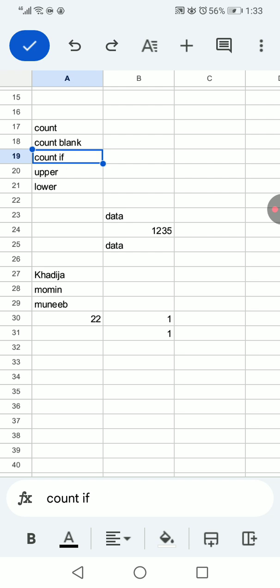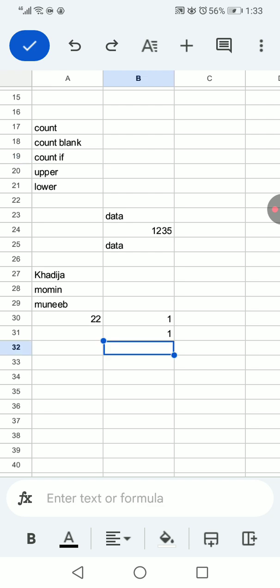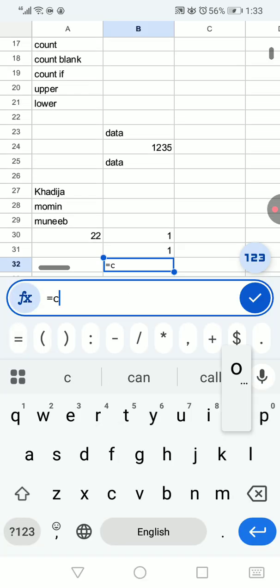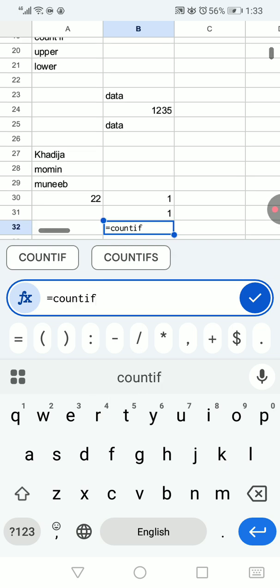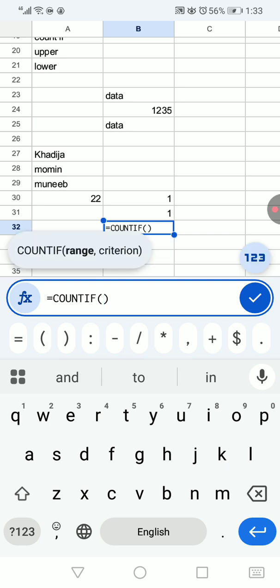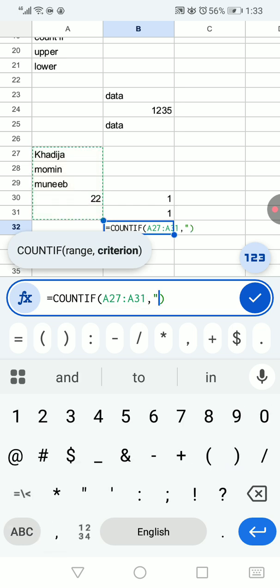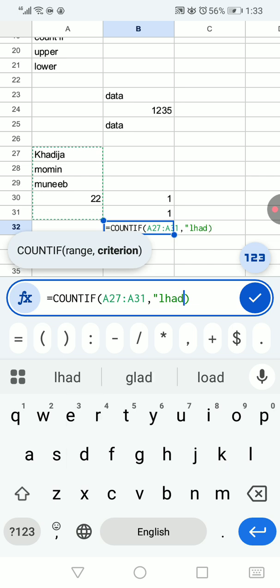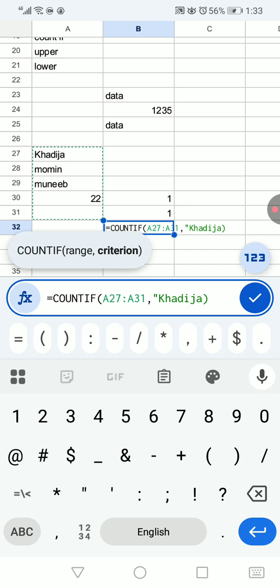Okay, next we will see count if. Here we will put equal to count if we want to count specific words. So here, count if, we will draw the range and then we will put our criteria. We want to know how many cells contain Khatija, and here you put. So for the time being, manually it is very easy. You will see only one cell contains Khatija.